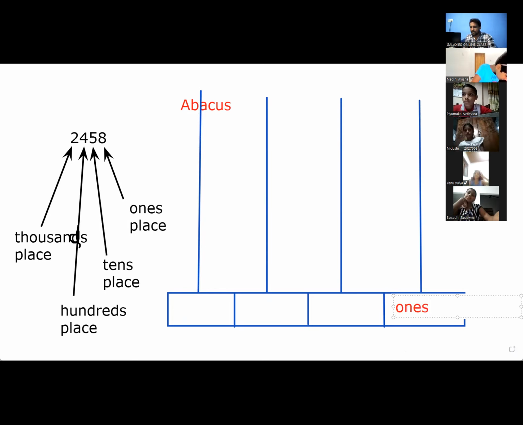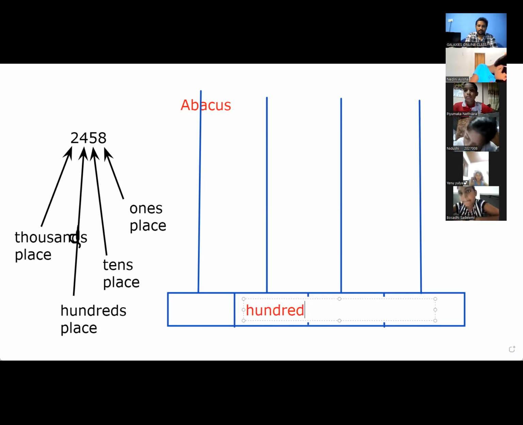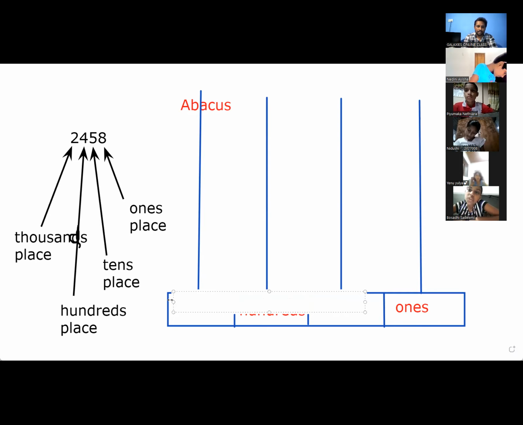No need to write down place, okay? Ones. Then before ones, you have to write what? Tens. Before the tens, you have to write what? Hundreds. Hundreds, okay? Then before the hundreds, you can write what? Thousands.